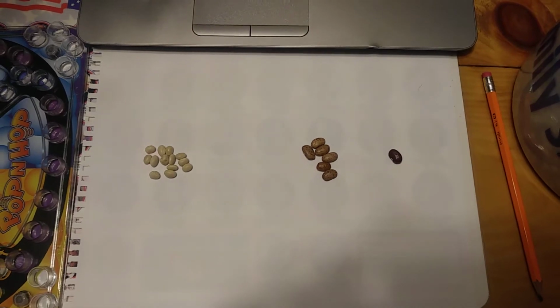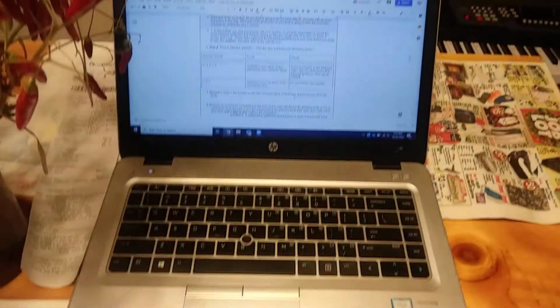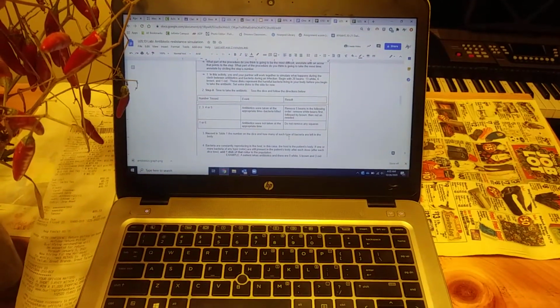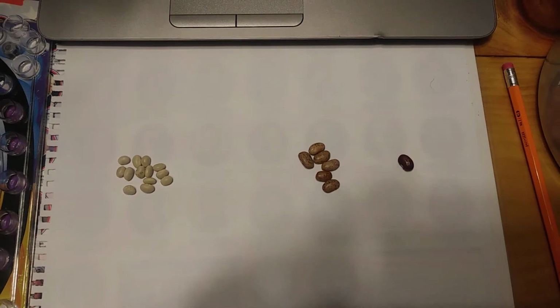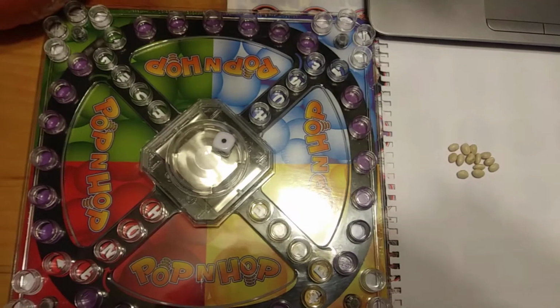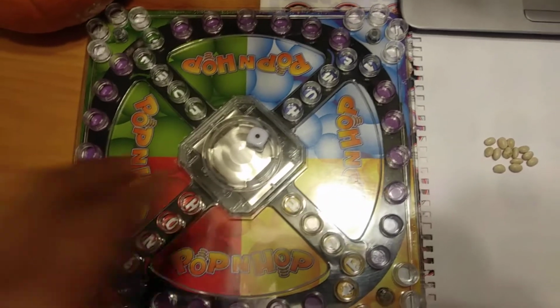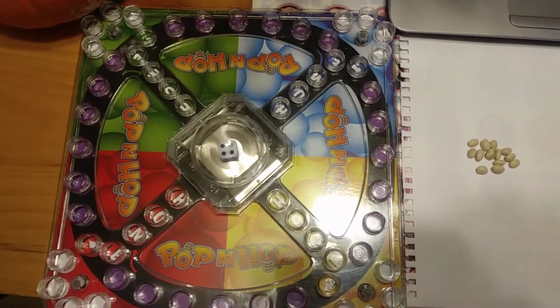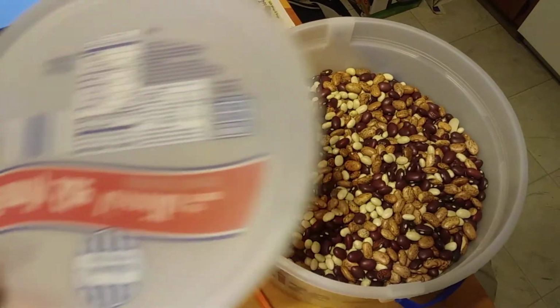Now, in order to do this, what I have here is the laptop with the lab procedures. I also have three different types of beans, to represent three different kinds of bacteria. And I also have my kids' board game that we play. I need the dice for the shaking of the dice for the random chance. And I also have a big tub here of different types of beans.